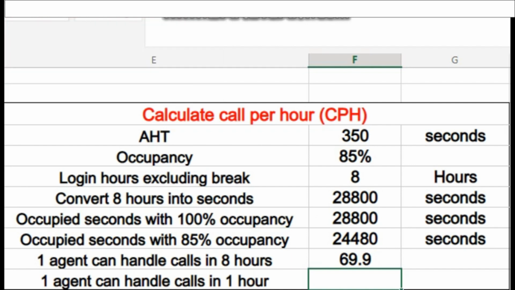So I just want to find out how many calls can be handled by one agent in 1 hour. So that would be simply 69.9 divided by your 8. So 8.7, approximately 9 calls can be handled by one agent.